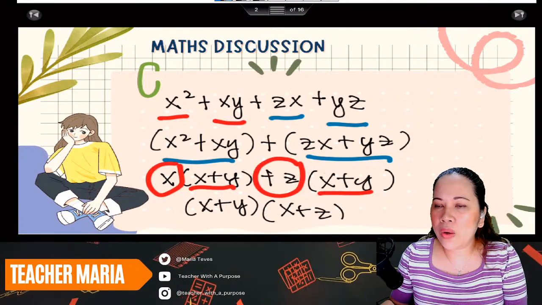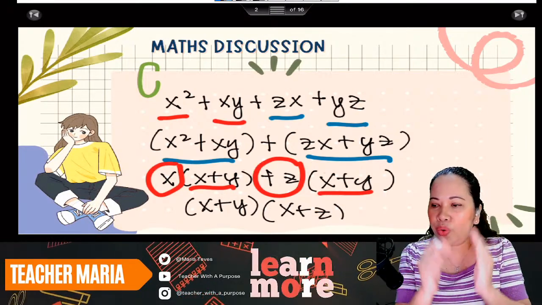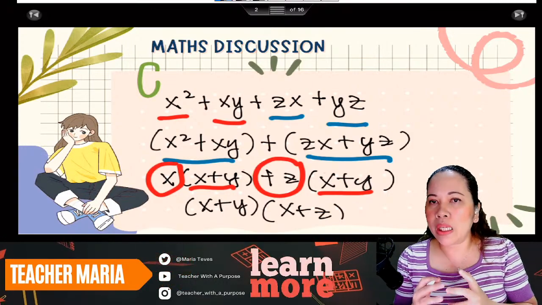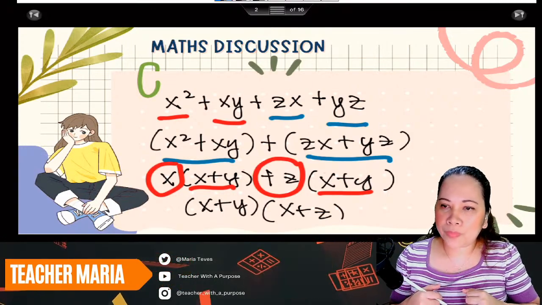All right. So if you have that, you just need to group together what is common between the two. All right. Cool.